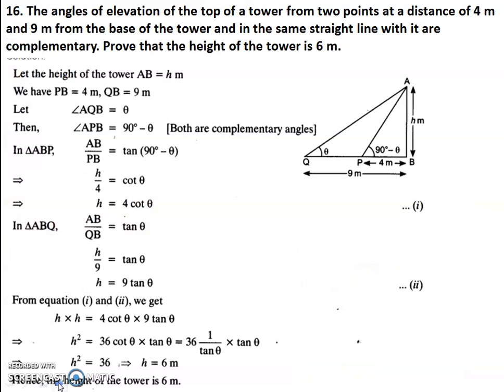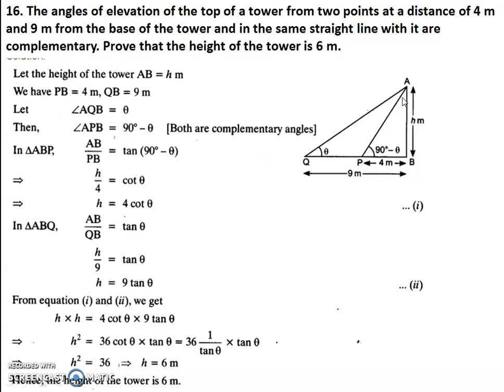Next question. The angle of elevation of the top of a tower from 2 points at a distance of 4 meter and 9 meter from the base of the tower and in the same straight line with it are complementary. Prove that the height of the tower is 6 meter. Students, we have done most of the questions like this, but here the correct value of the angle is not given. They are said to be complementary to each other. So, make sure that you know the trigonometric ratios of complementary angles.